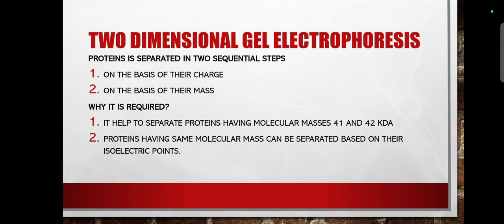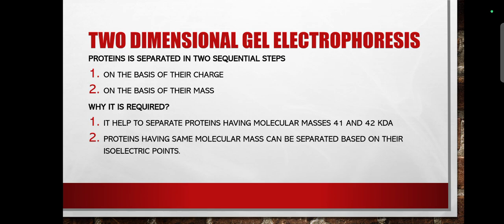So these types of proteins can also get separated by two-dimensional gel electrophoresis. Second reason is proteins having the same molecular mass can be separated based on their isoelectric points. So this can also happen, that two proteins may have the same mass but different isoelectric points. What is an isoelectric point? Isoelectric point is the point where a protein has a net zero charge.